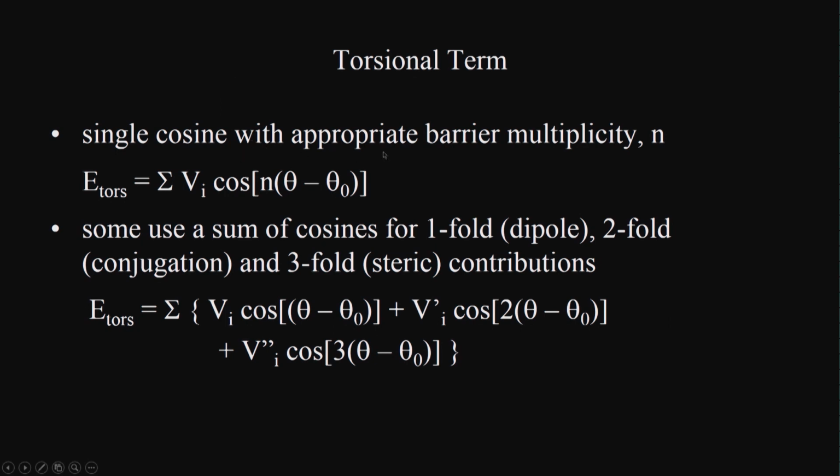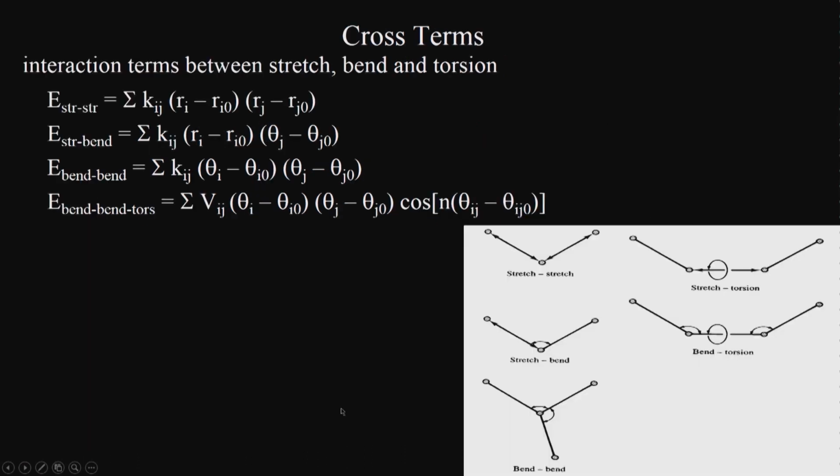So, we can have a single cosine with the appropriate barrier and multiplicity, that is V and n, or we can even go for this type of relation, cos(theta minus theta naught), cos 2(theta minus theta naught), cos 3(theta minus theta naught). So, if you have a dipole type, you can put one fold, two fold, conjugation, three fold, steric contributions and so on, okay. So, we can go down to 3 terms here, or we can stick to one also. This is called the torsion energy.